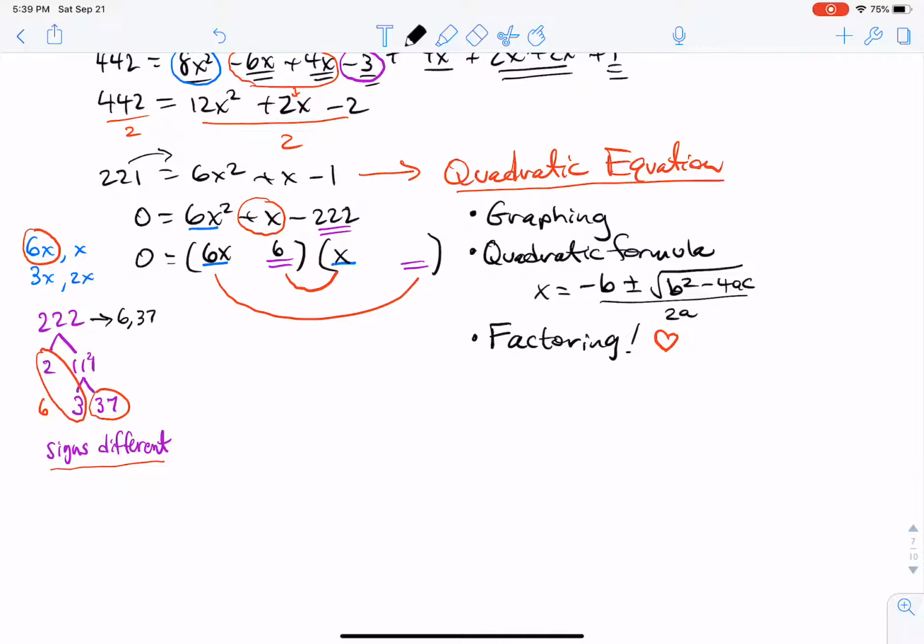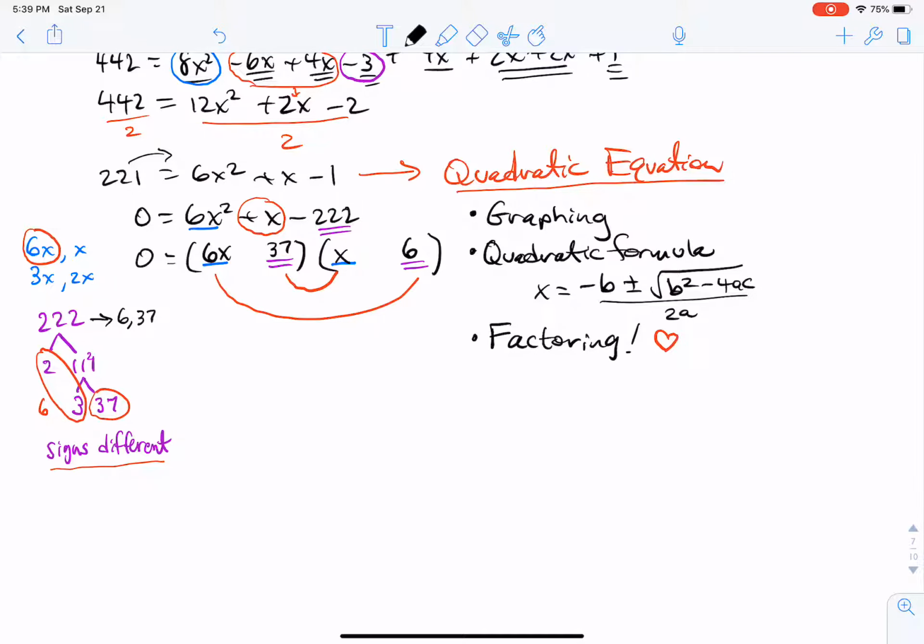If I did, this first set of parentheses would have a common factor of 6, which would mean that this original quadratic equation also has a common factor of 6, which it doesn't because the middle term is not divisible by 6. So let me back that up and pretend that didn't happen. And instead, if 6 is going to work, it's got to go in this second set of parentheses, which leaves the 37 over here in this first set of parentheses.